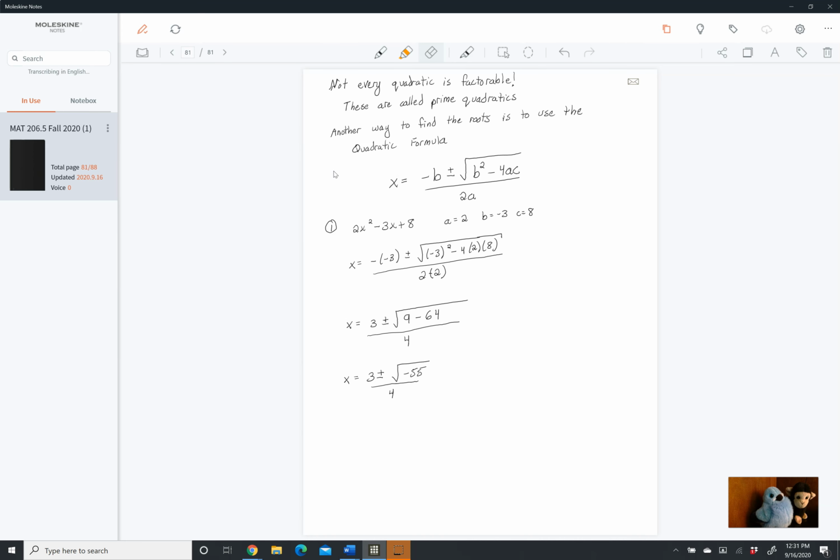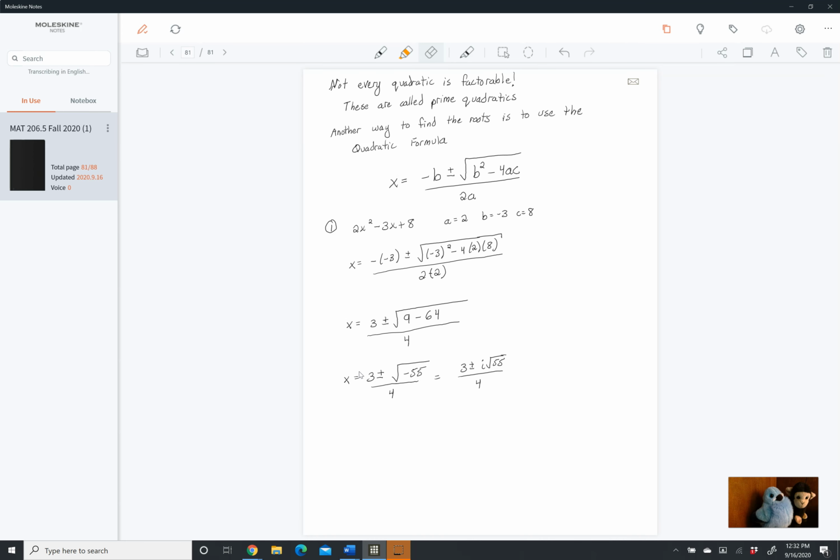Okay, now at this point, it's just reducing and simplifying. So you have a negative square root. You want to simplify the square root. So we already know that we could pull out an I. And then the question is, can we pull out any perfect squares? But we can't, okay? 55, there's no perfect square that's a factor. So it's 3 plus or minus I times the square root of 55 over 4.